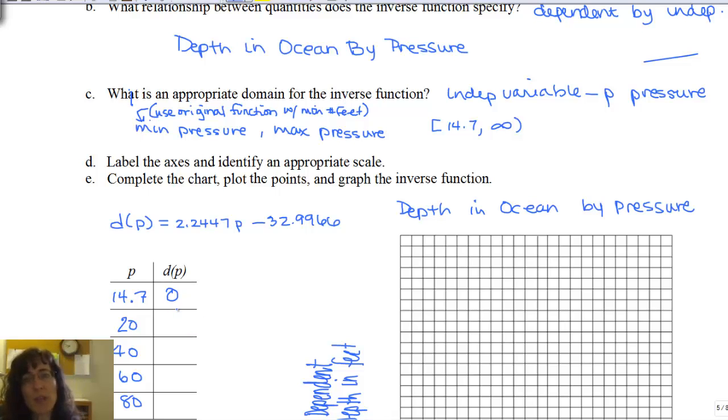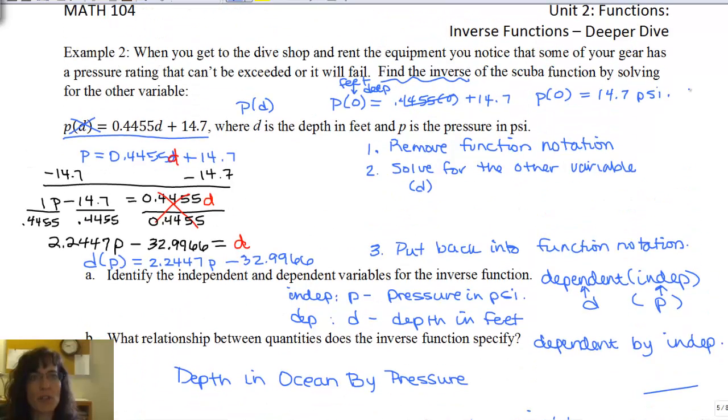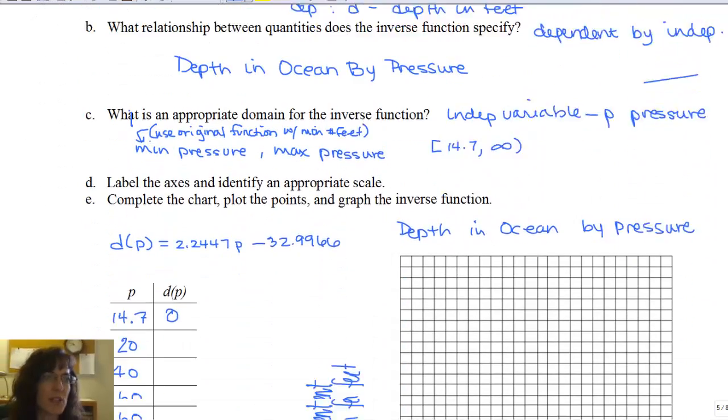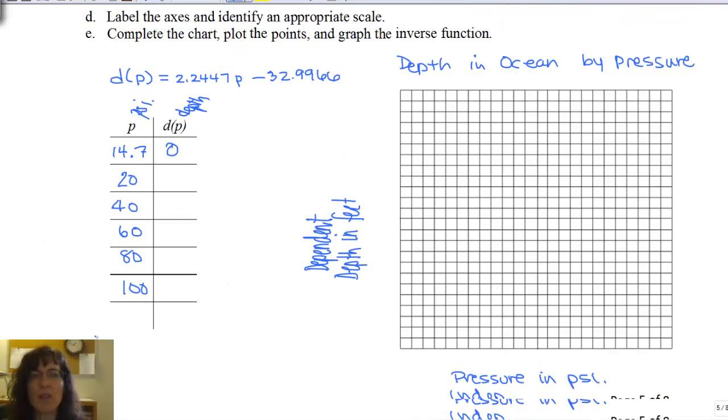And that's what we expected because that was from our original function. P of 0 here gave us 14.7 PSI. So when we switch them, then 14.7 PSI should still give us a depth of 0. And so this is, remember, our pounds per square inch here, and this is our depth. Okay, and so we'll just do a few of those, plug them in, and then find your scale and graph.